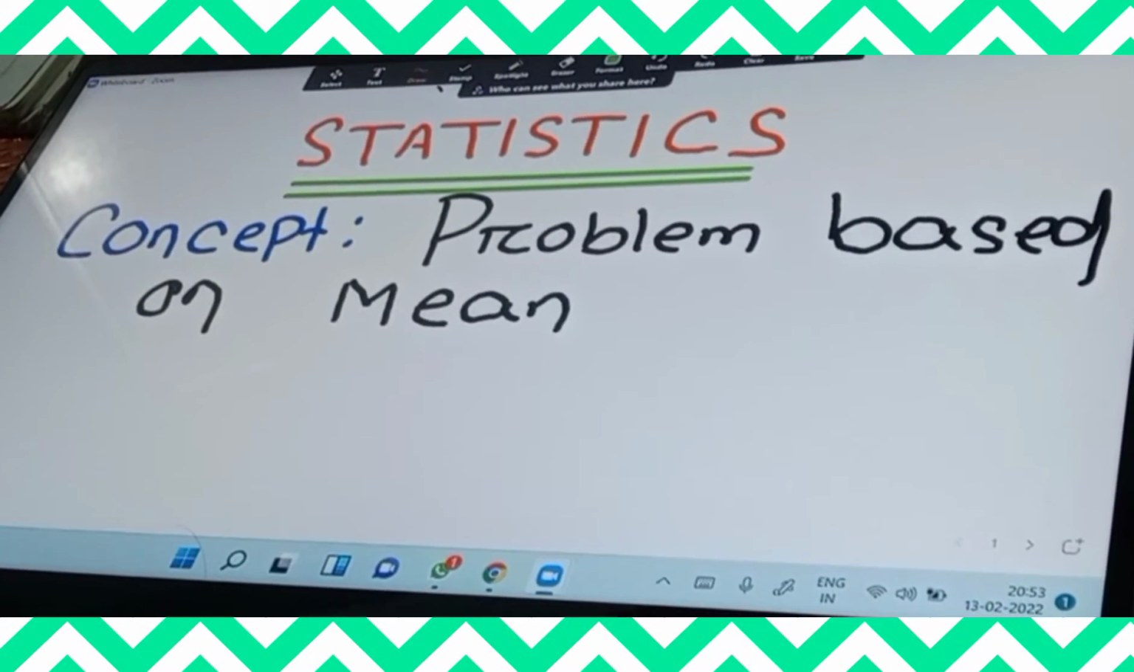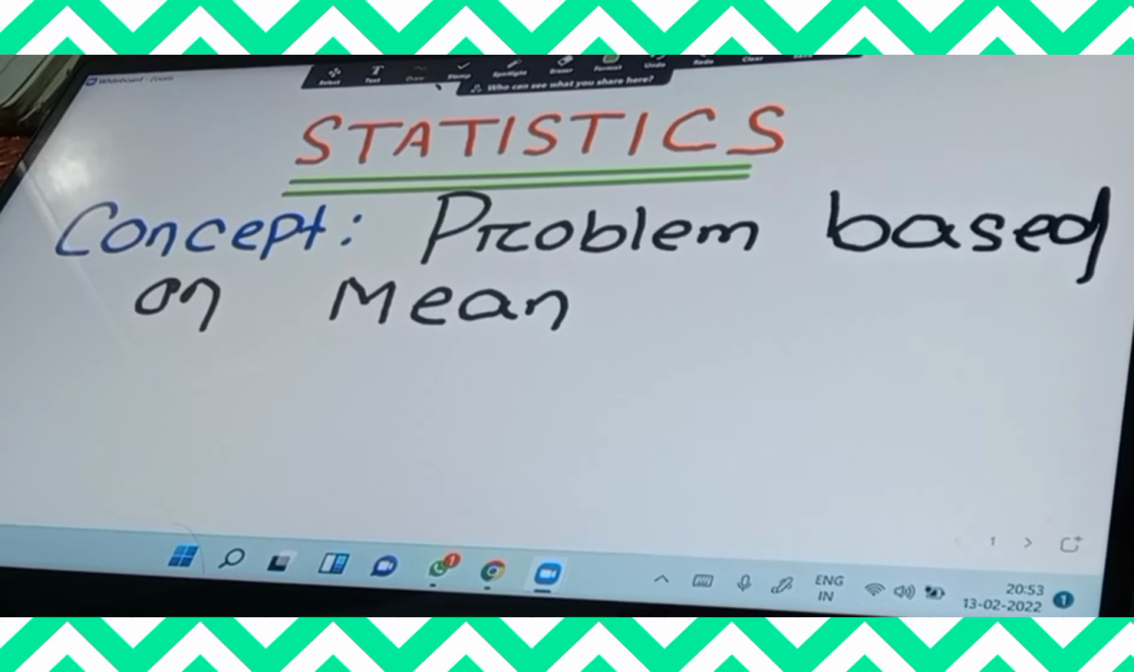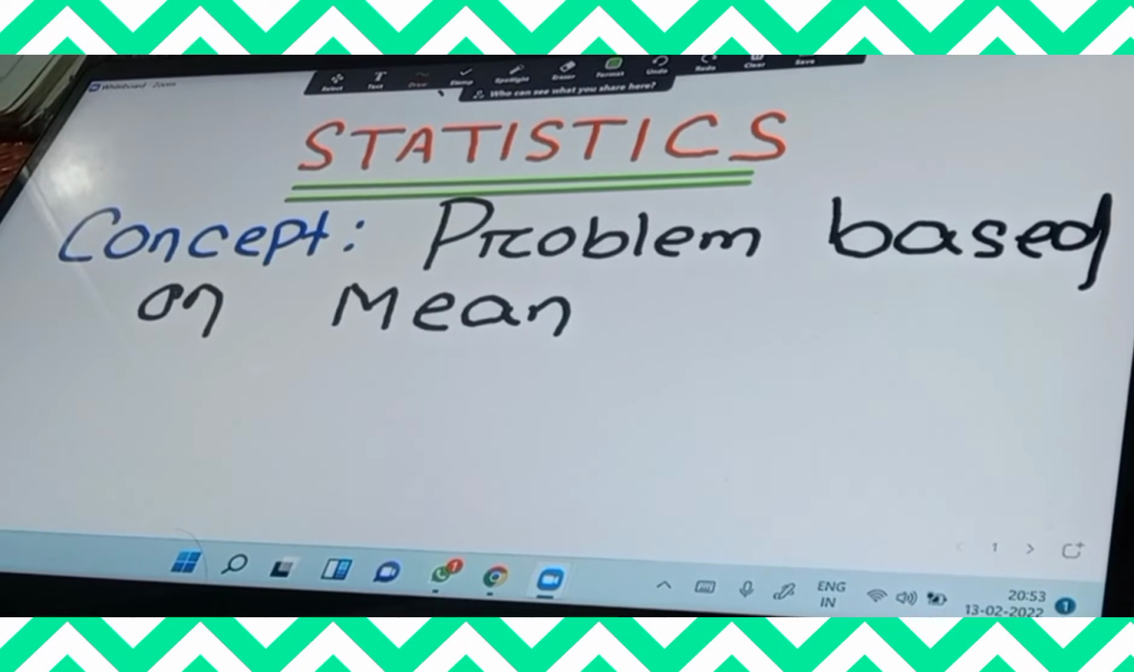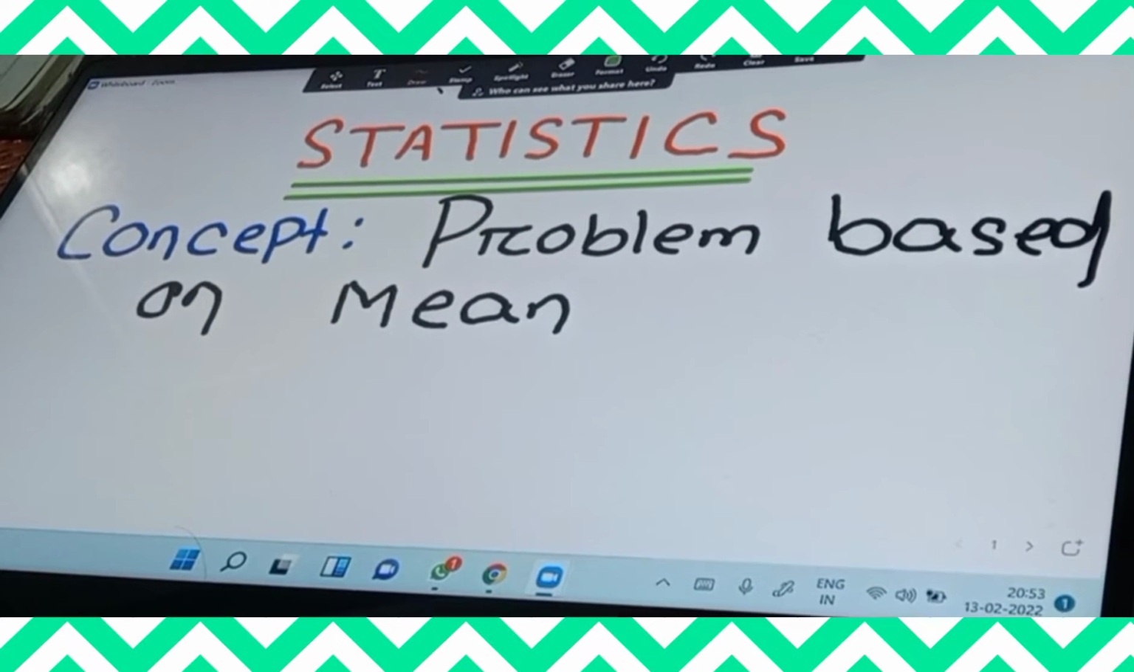Okay, students, once again with another interesting class, I am going to discuss the chapter statistics. Here, I am going to discuss a problem based on the mean.